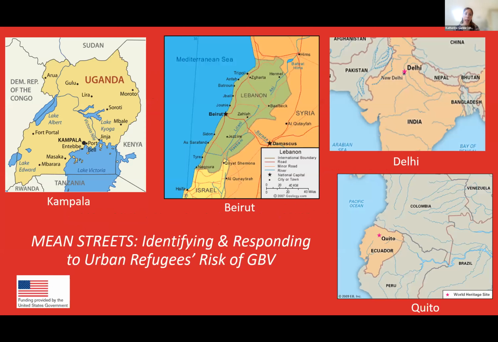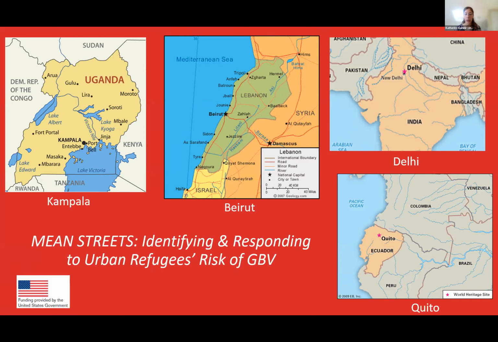So this research and the pilot interventions were conducted as part of WRC's project called Mean Streets. This project was a multi-year grant to improve the humanitarian community's understanding of and response to GBV risks in 4 urban contexts. The following 4 cities, Kampala, Uganda, Beirut, Lebanon, Delhi, India, and Quito, Ecuador, were selected as project sites for this field research, as well as the pilot interventions.